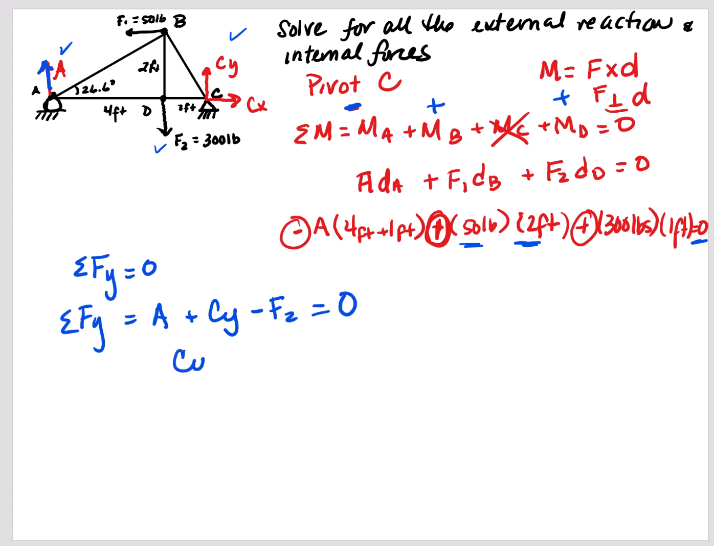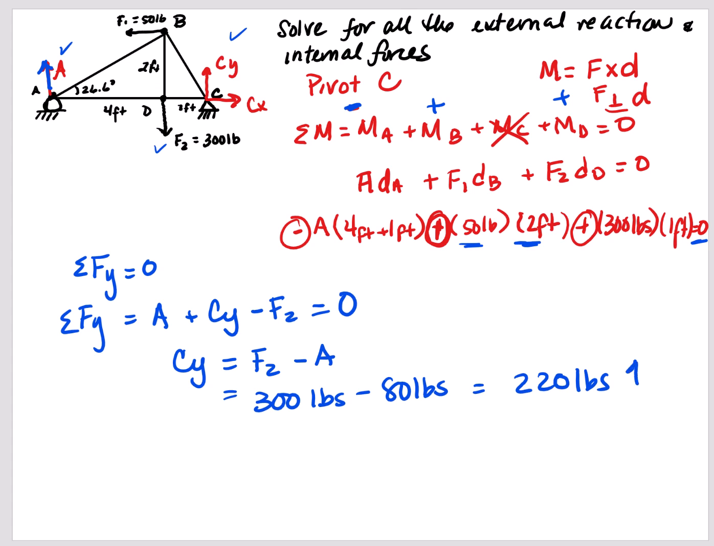So if I solve for Cy, this becomes F2 minus A, and F2 was given as 300 pounds, minus A, which we solved as 80 pounds. So if I do my math, this will become 220 pounds. And since it's positive, I knew I drew my C vector correctly. It's going to go up.